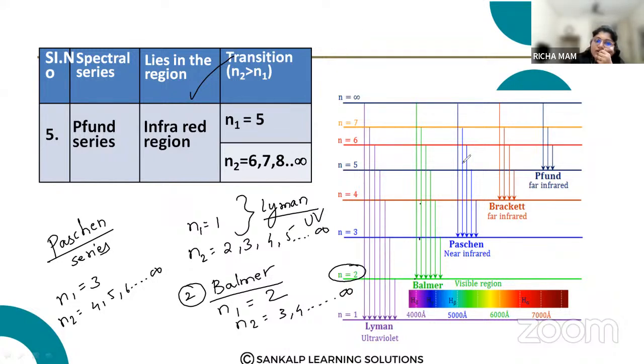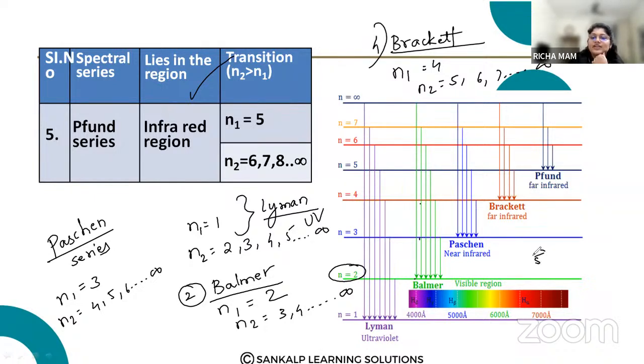The Paschen series falls in the infrared region, IR. Next is the Brackett series. Where does the Brackett series fall? It also falls in the infrared region, where n1 is equal to 4 and n2 is equal to 5, 6, 7 till infinity. This is the fourth one.